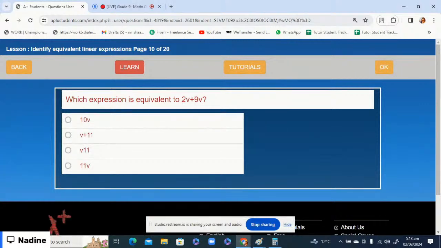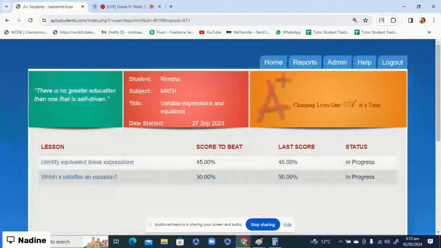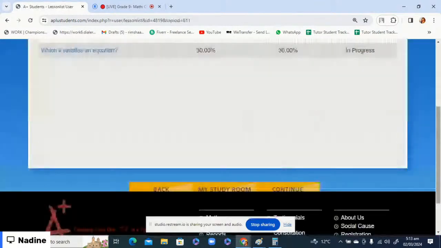Now I hope you guys understand this lesson. It's all about addition and multiplication of equivalent linear expressions. So now you solve the rest of the questions by yourself. Which x satisfies an equation? This is the second lesson for that. Let's do it.